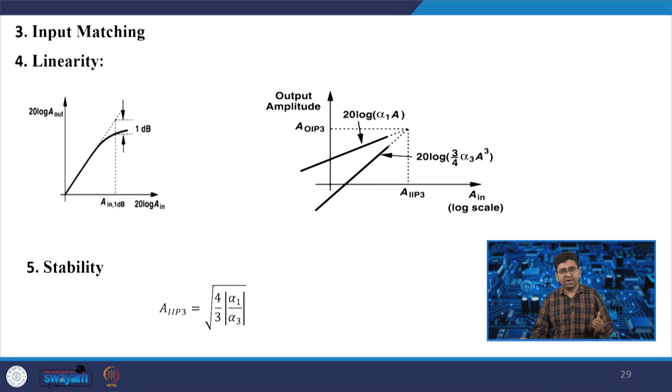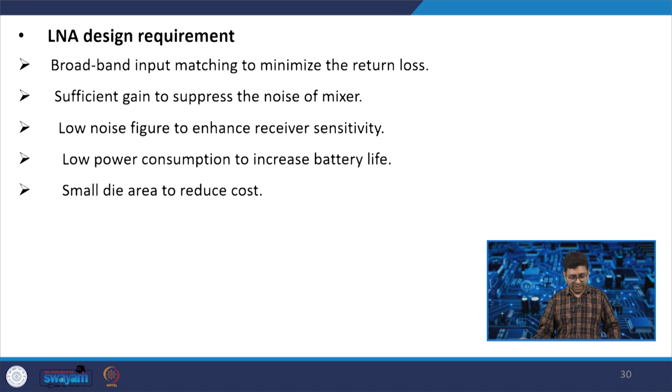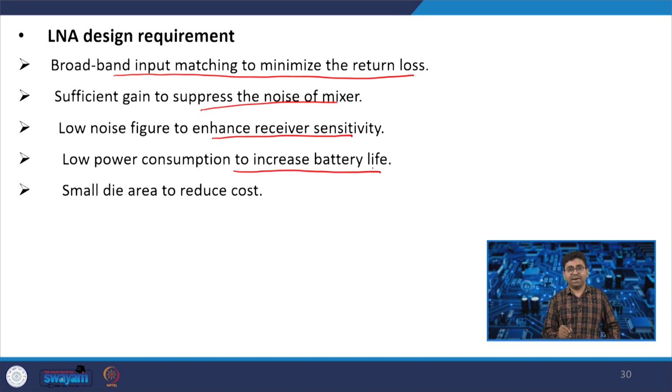Linearity we have also already seen. We have discussed two kinds of linearity: the input intercept point IIP3, and IIP2, which we discussed while covering the receiver architecture. Both are important when designing the low noise amplifier, and stability we have also discussed. So, the LNA design requirements are: broadband input matching to minimize the return loss, sufficient gain to suppress the noise of the mixer, low noise figure to enhance the receiver sensitivity, low power consumption to increase the battery life, and small die area to reduce the cost. This is very important for designing the low noise amplifier.